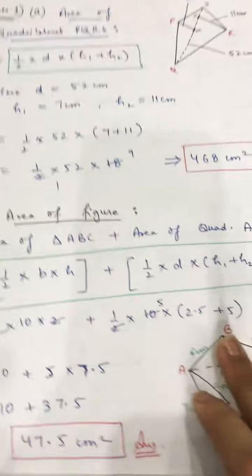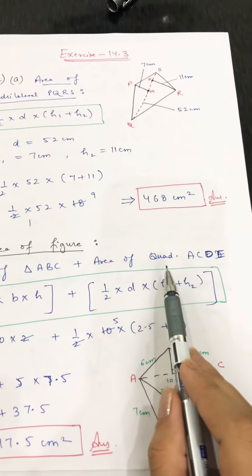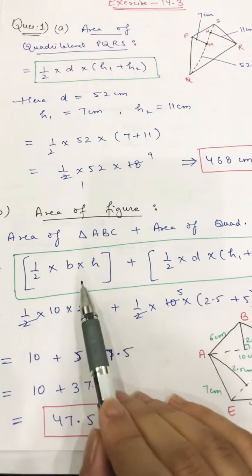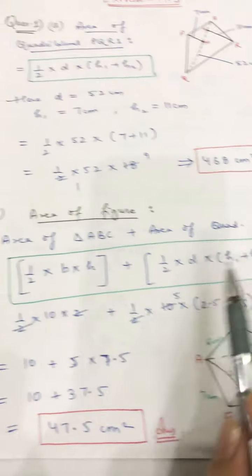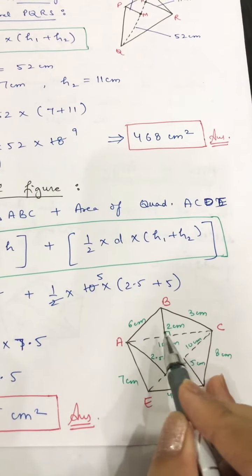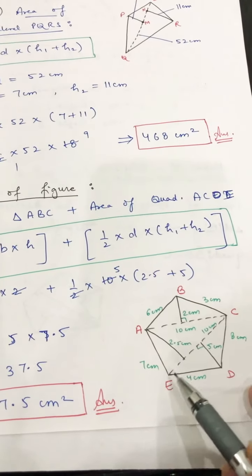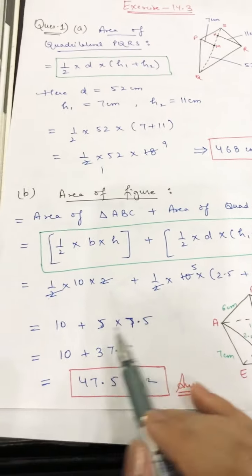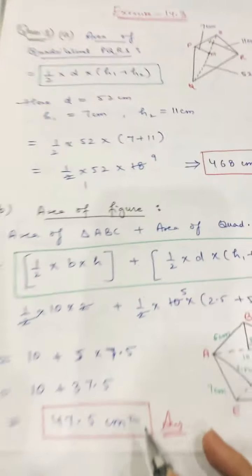In this part number B, you have to split the figure into area of triangle ABC plus area of quadrilateral ACDE. Now area of triangle ABC is half into base into height. Area of quadrilateral is half into D into H1 plus H2. Now put the values. In this triangle, base is 10 centimeter and height is 2 centimeter. In this, diagonal value is 10 centimeter, H1 and H2 are 2.5 and 5. Put it and cancel it and take out the answer. That will come to 47.5 centimeter square.